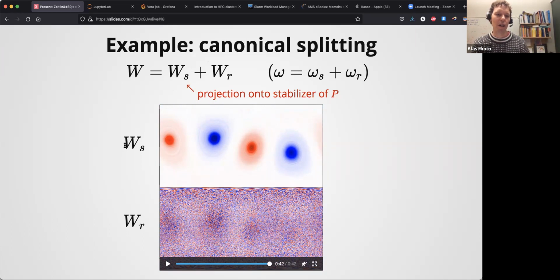It turns out that WS and WR are orthogonal to each other with respect to the Frobenius or L2 inner product, by construction more or less, because we do an orthogonal projection with respect to that inner product. But at the same time, WR and W are orthogonal with respect to the energy inner product. So there's a kind of reverse relation between them. That's interesting, and I'll talk more about it later.